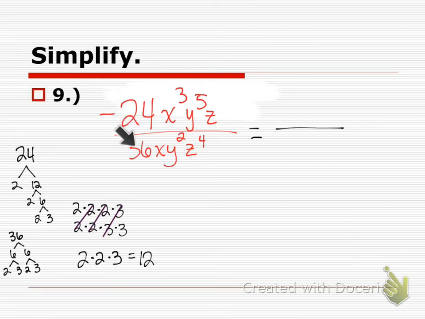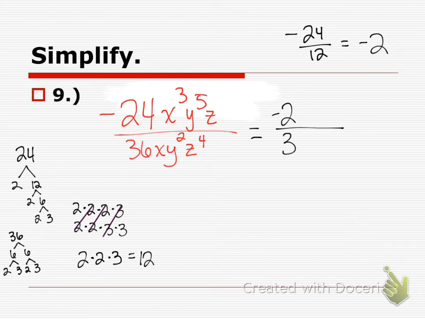So I could divide negative 24 by 12, and I could divide 36 by 12. Negative 24 divided by 12 is negative 2. What about 36 divided by 12? 3.